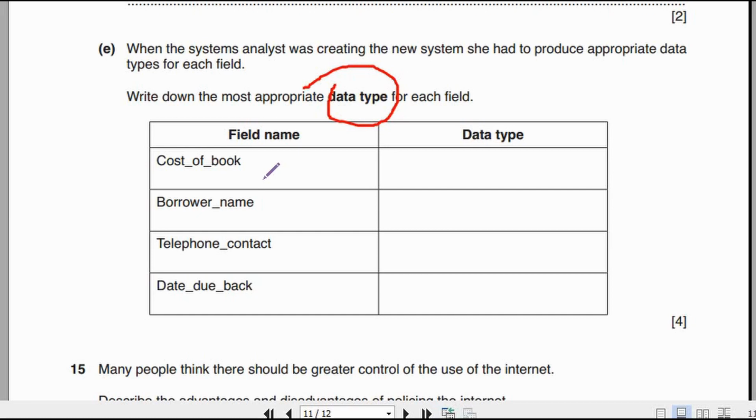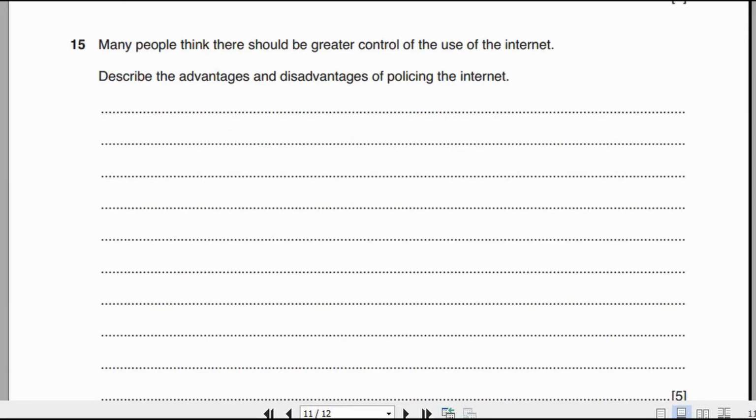Telephone contact, they are always numeric, so you can enter numeric values. So the data type will be numeric. Date due back, this is actually a date, so the data type will also be date. I hope you will understand. There are a few questions left which we will do in the next video.